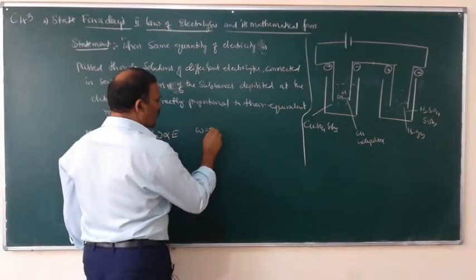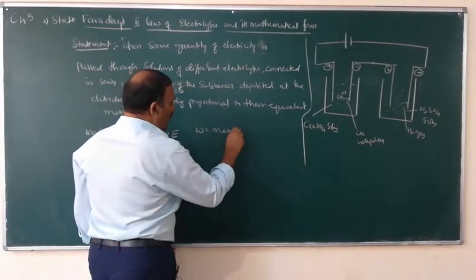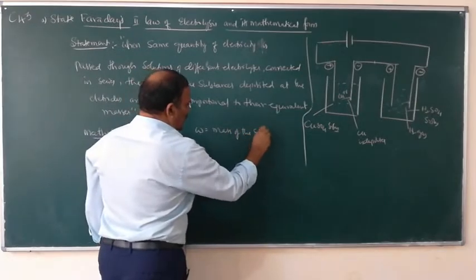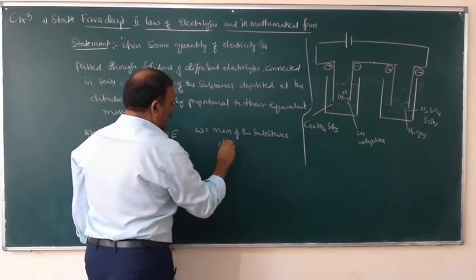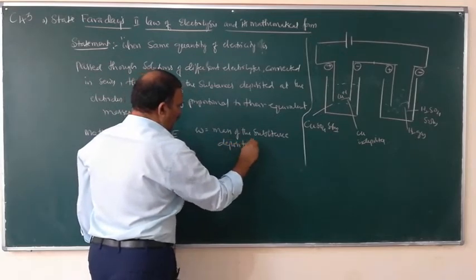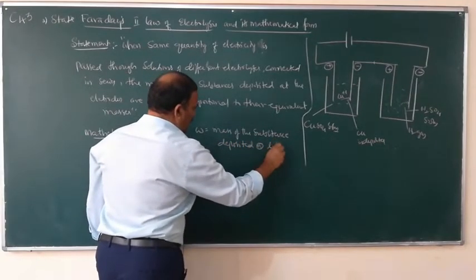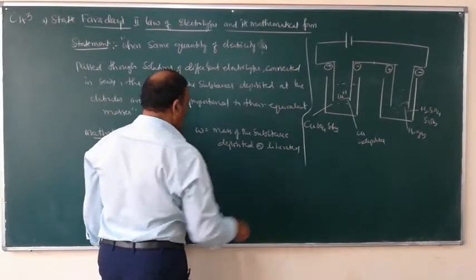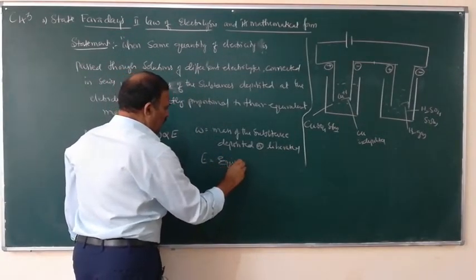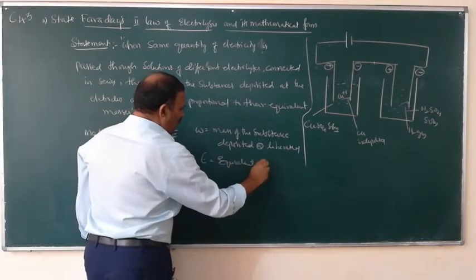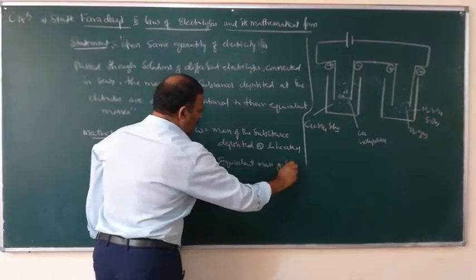What is W? W equals mass of the substance deposited or liberated, and E equals equivalent mass of the substance.